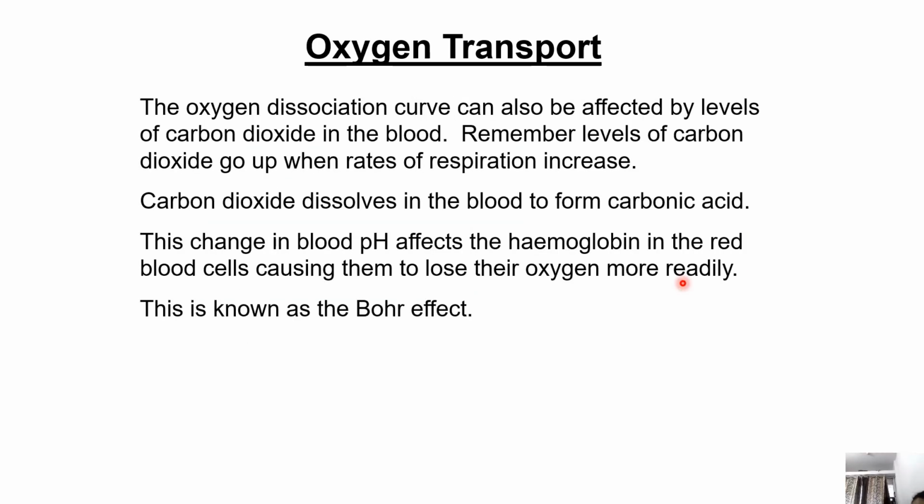Now, the oxygen dissociation curve can also be affected by levels of carbon dioxide in the blood. Remember, levels of carbon dioxide go up when rates of respiration increase. Now, carbon dioxide dissolves in the blood to form carbonic acid. This change in blood pH affects hemoglobin in the red blood cells, causing them to lose their oxygen more readily. This is known as the Bohr effect.